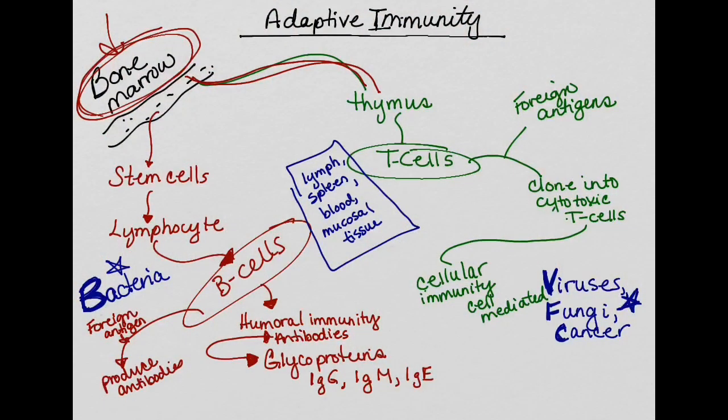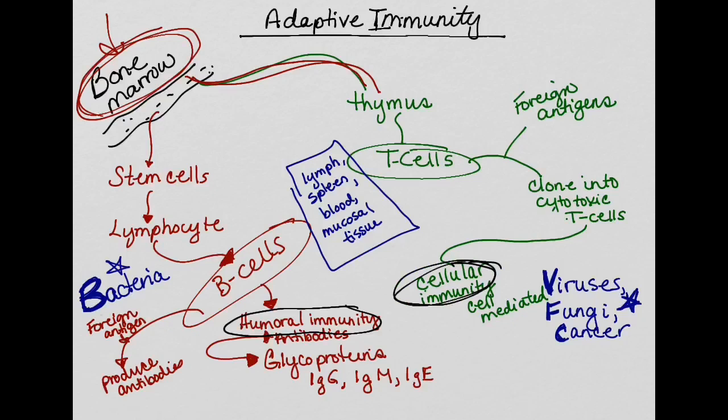All right, let's talk about immunity. This is the wrap-up video. Adaptive immunity breaks up into two. The easiest way to understand it is that it all starts in the bone marrow and ends up being either humoral immunity or cellular immunity. But let's figure out how that works.